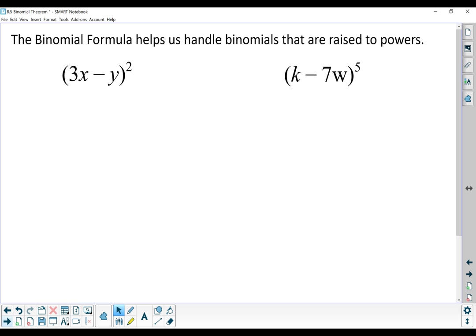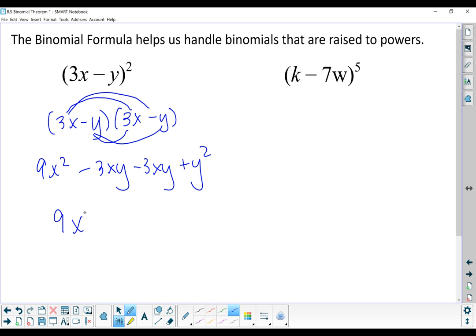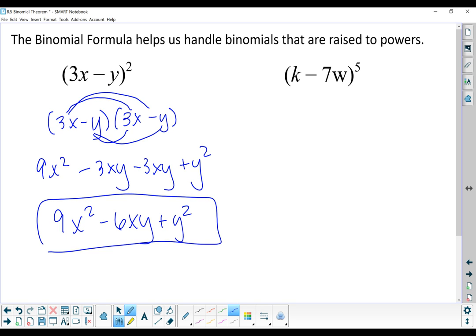So the binomial formula helps us handle binomials that are raised to powers. If it's just a second power, you have strategies to deal with that. You can just multiply that binomial by itself. We get 9x squared minus 3xy minus 3xy, and then a plus y squared. And usually there are some terms that can be combined. And yay, not too bad.